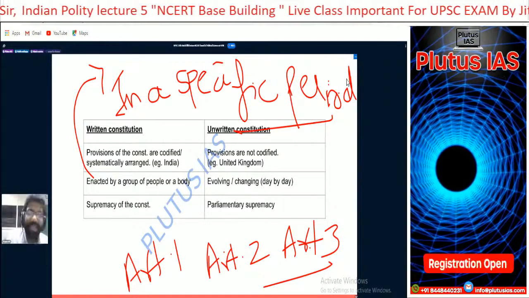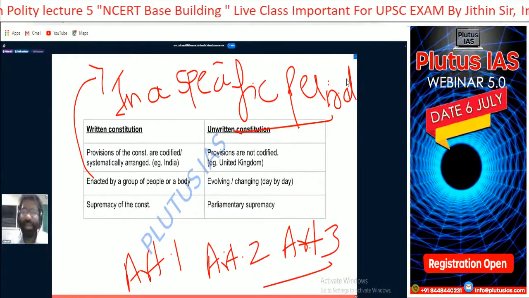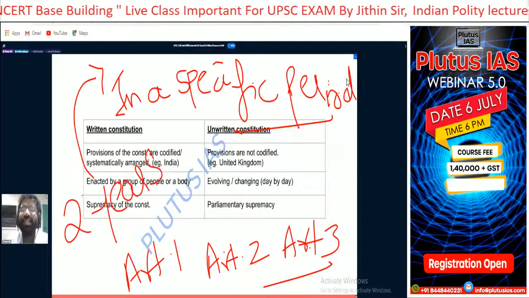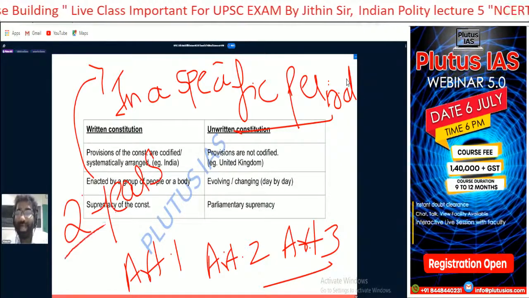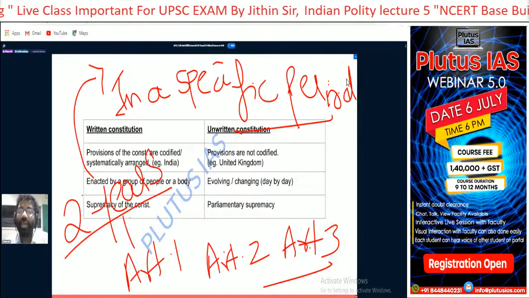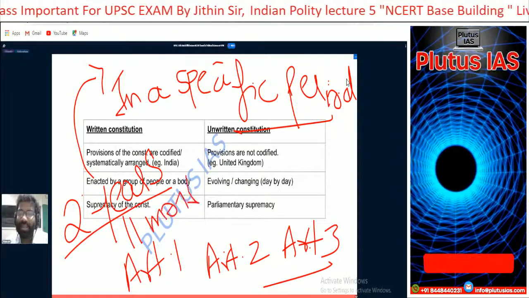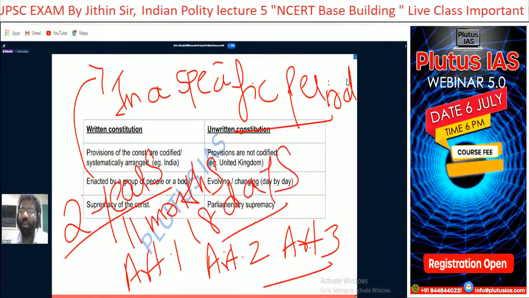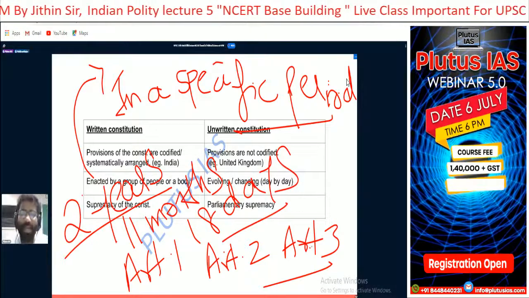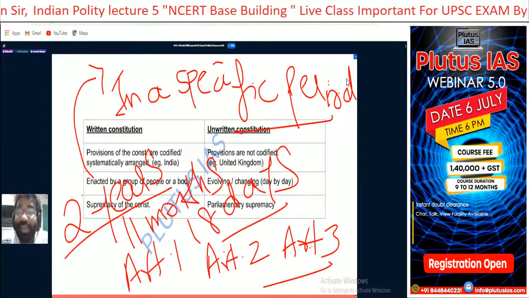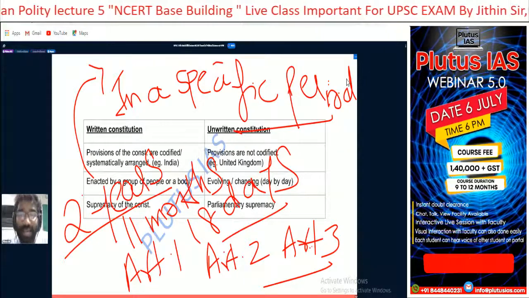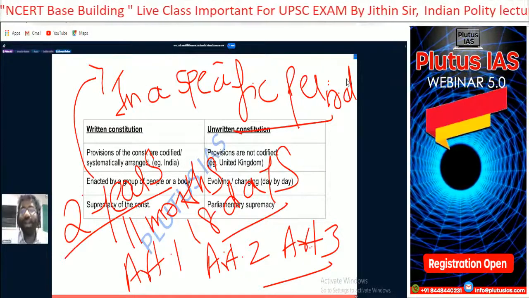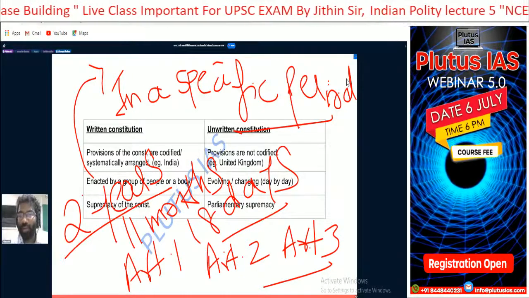Very correct. In some books it is written 17 days, in some books 18 days, but exactly it is 2 years, 11 months, 18 days. This was the duration required to make the Constitution of India. Clear? Yes, sir. Okay. Now under unwritten Constitution, write down.